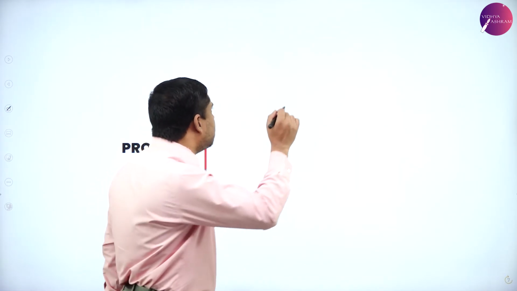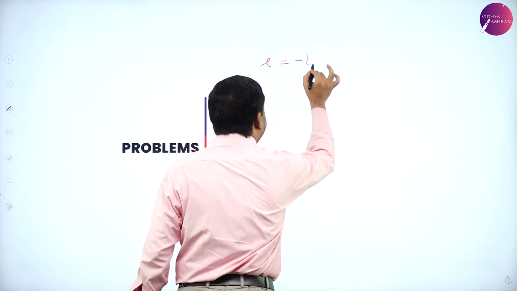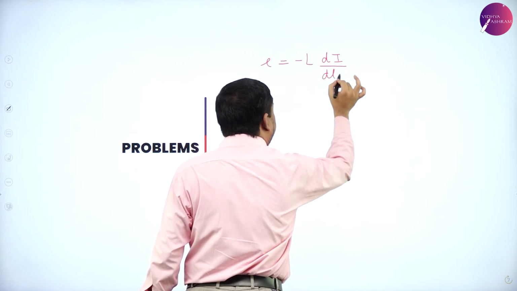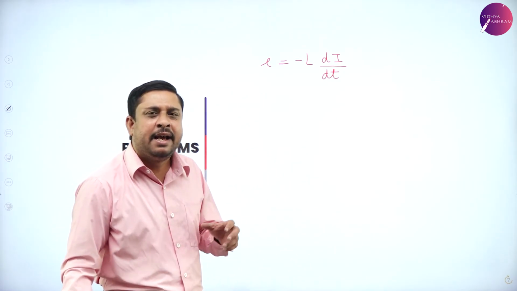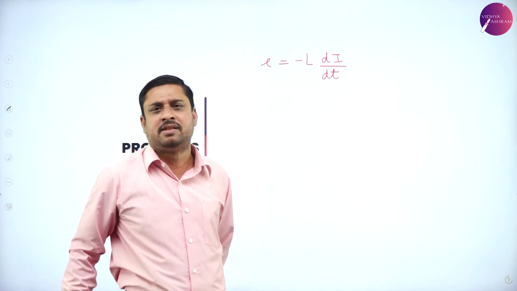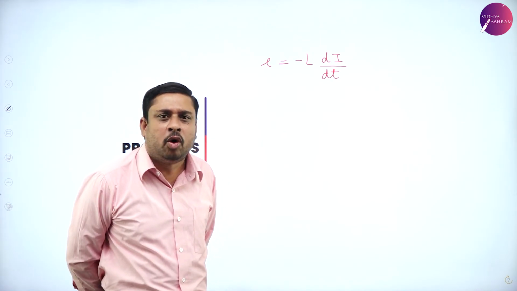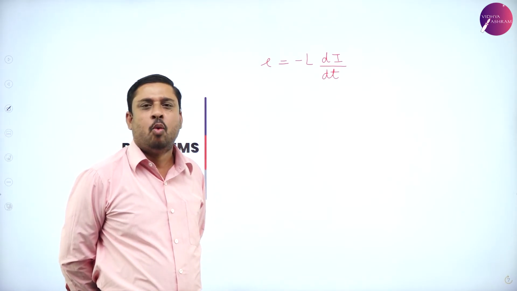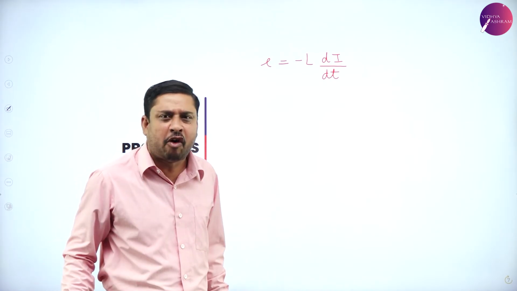So again we know, students, E is minus L dI by dt. What you have to observe here is that in every problem I don't have unique expressions. In every problem I am not using different formulas. One single formula in different forms, that's all.